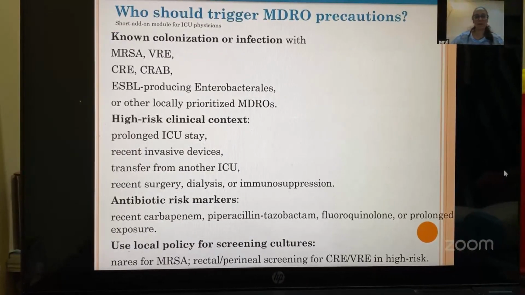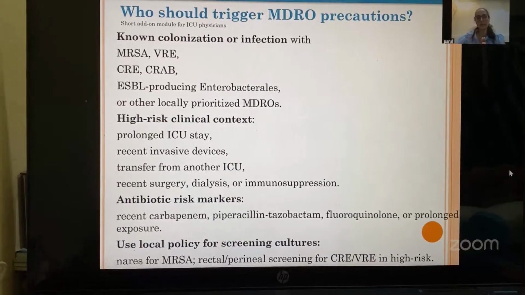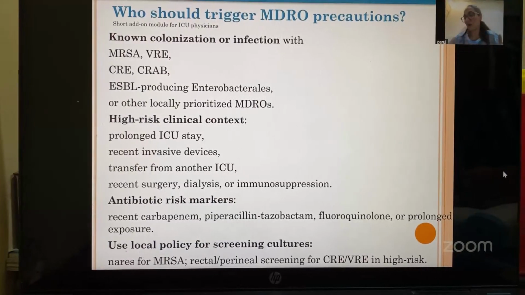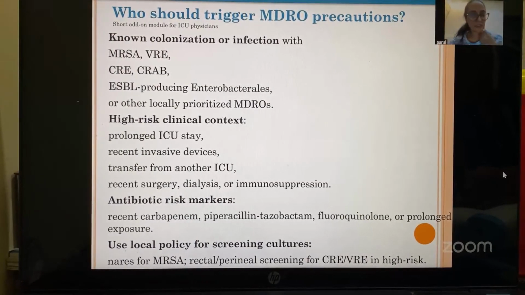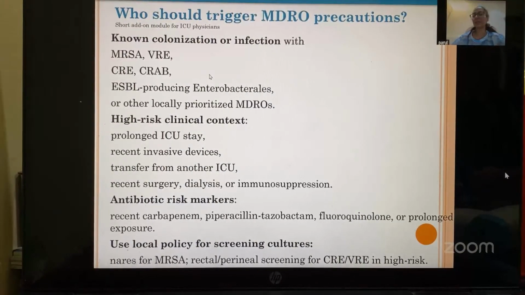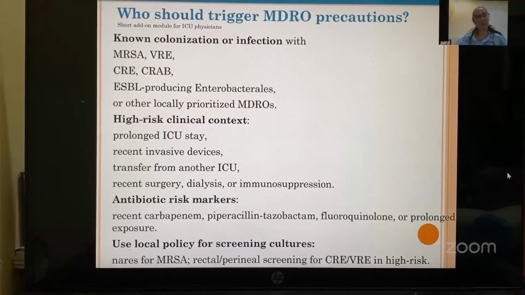So, who should trigger MDRO infections? When should we know that the colonization is important? MRSA, VRE, CRE, CRAB, and ESBLs. We have already discussed the gram-negative infections. So these are the infections where we need to decide about whether we need to do decolonization and whether we need to do cohorting based on our hospital practices.